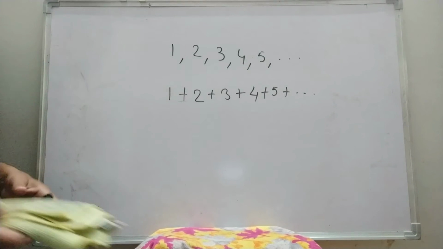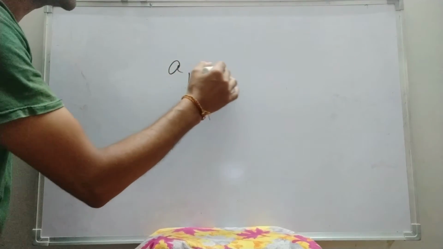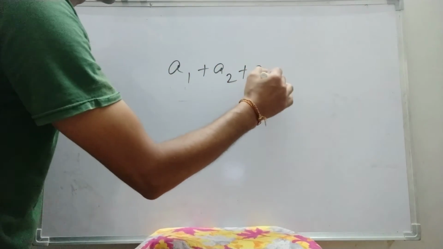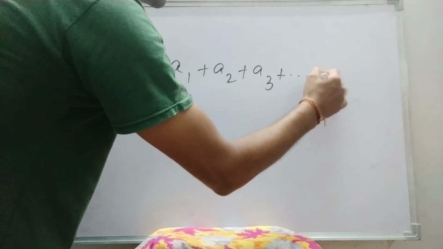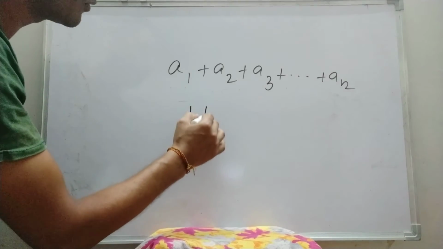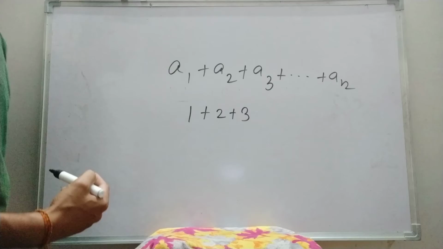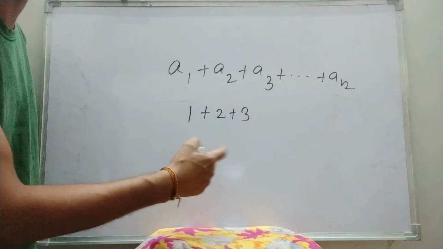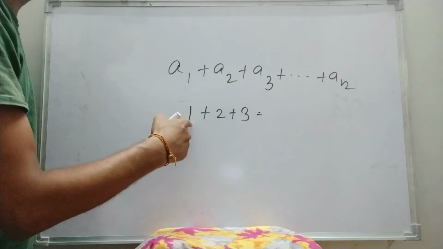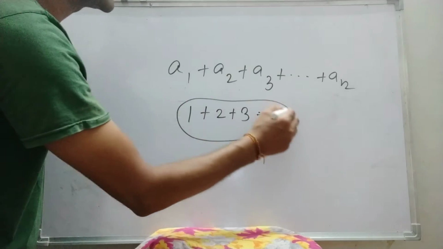Now students, let us understand another topic. Suppose, students, there are these terms in a particular series. It's very easy to find the sum: 1 plus 2 plus 3. Yes, we can count the numbers and add them and find the sum of these particular numbers, that is 1, 2, 3, that means 5, 6. The sum of these numbers is 6.